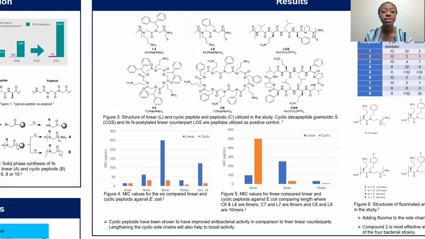Figure 3 shows the structures used in the first study to compare one property of peptoids that would make them efficient: cyclic versus linear. LGS and CGS are actually peptides used as positive controls to provide some comparison to see how well these linear and cyclic peptides would work against E. coli. Figure 4 uses the MIC values, the minimum inhibitory concentration, which is the lowest amount of drug that can be used to inhibit bacterial growth.